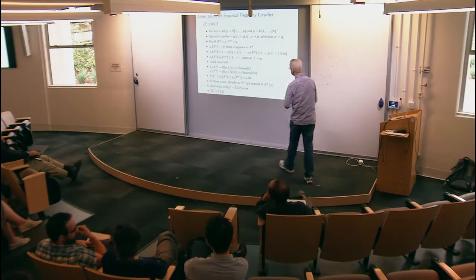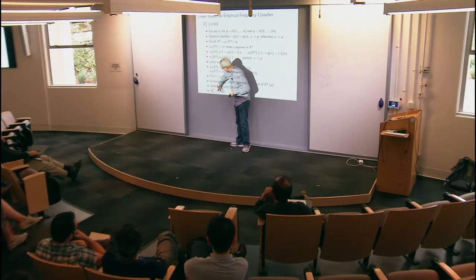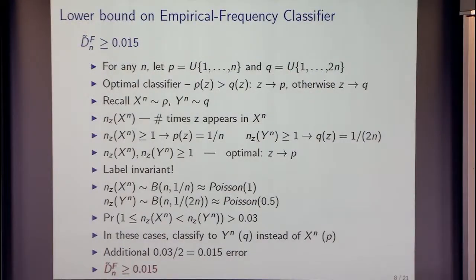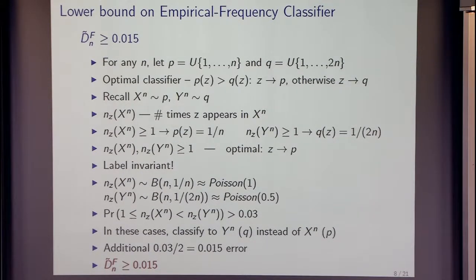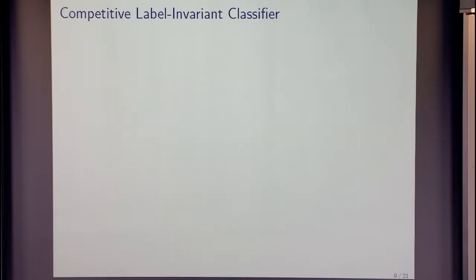Okay, so that shows that for empirical frequency, the additional error over the best label invariant classifier is at least 1.5%. So that's what I meant when I wrote vaguely that it's not competitive. So now we understand. So the question is whether there is something that is competitive. Okay. So indeed, there is.